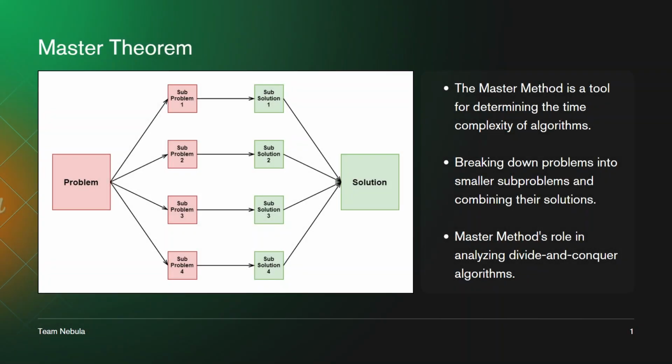So now we are going to explore an interesting concept in algorithm analysis called the master method. So imagine you are trying to solve a problem using a divide and conquer approach. This means you break down the problem into smaller subproblems, solve those subproblems, and then combine their solutions to get the final answer. Now, the master method is like a handy tool that helps us figure out the time complexity of such algorithms.